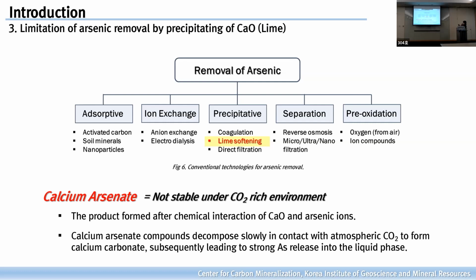It means that calcium arsenate is formed during the chemical reaction between calcium ions and arsenic ions. However, calcium arsenate is very unstable in a carbon dioxide rich atmosphere. So it means the calcium arsenate compound decomposes slowly in contact with carbon dioxide to form calcium carbonate, subsequently leading to strong arsenic release into the liquid phase.